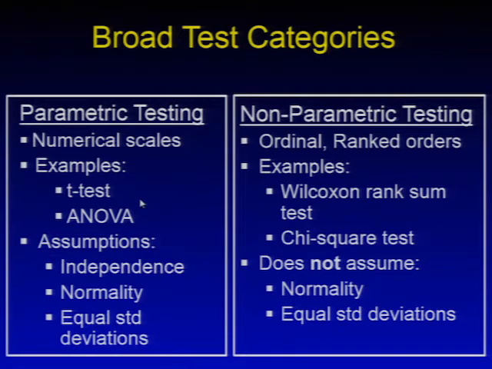Where if you have ordinal data or if you have that categorical data, then you're going to use what we would call non-parametric testing. And what these really mean is, are we following a normal curve or are we not following a normal curve with our data? And so common examples of a non-parametric would be a Wilcoxon test or a chi-squared test.